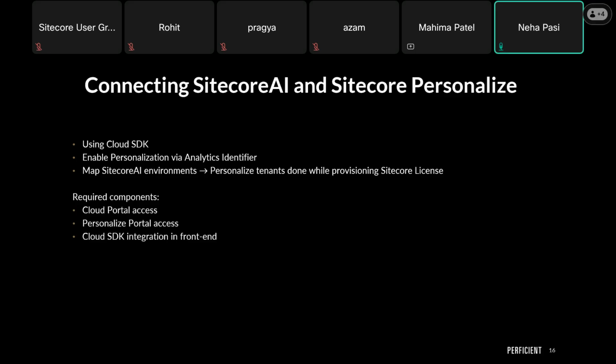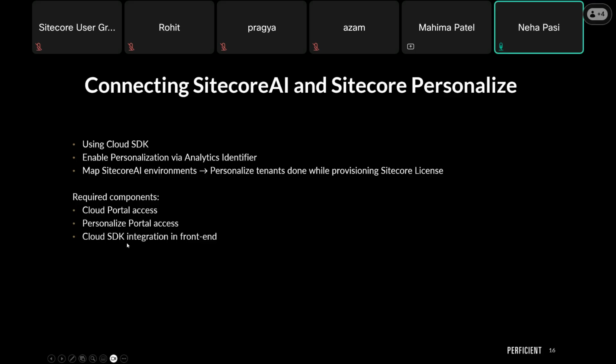Now I would like to highlight this point a bit. If your website, your Next.js application, is built off of Sitecore's starter kit or starter template, then Cloud SDK comes already installed in it. But if you have built your Next.js application from scratch, then even to enable embedded personalization, you'll have to make sure that the Cloud SDK is installed.